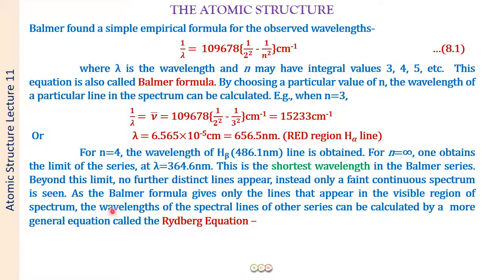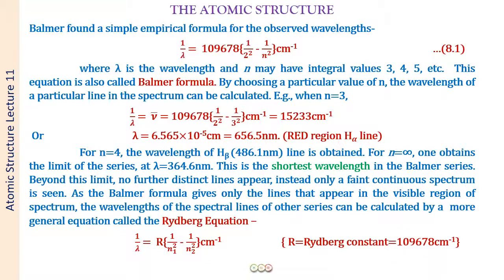Right? So now the Balmer formula gave only lines that appeared in the visible spectrum. There were wavelengths of the spectral lines in other series in the other regions which were observed by other people like Lyman, Paschen, Brackett and Pfund. So they can be calculated by a more general equation called the Rydberg equation.